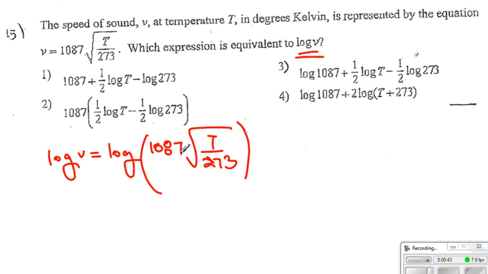Now, since these two have a multiplication relationship, we should see addition between two logarithms, which you can see over here. These two are out. Now, the square root is covering t and then 273, so we should see a 1/2, which is the exponent form of square root, between those two things, which will be choice number. That will be our answer.